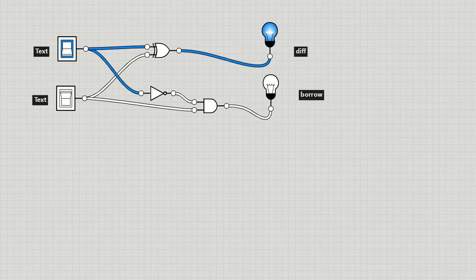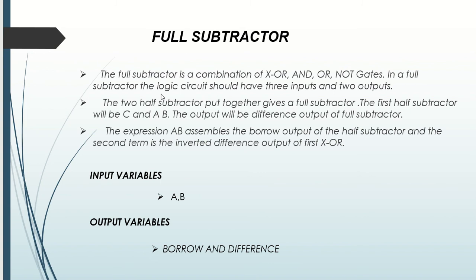Now let's see full subtractor. The full subtractor is the combination of XOR, OR and NOT gates. In the full subtractor, the logic circuit has 3 inputs and 2 outputs. Two half subtractors put together give a full subtractor.